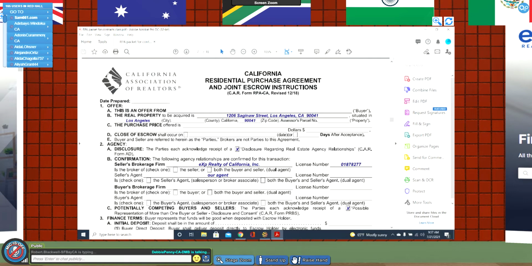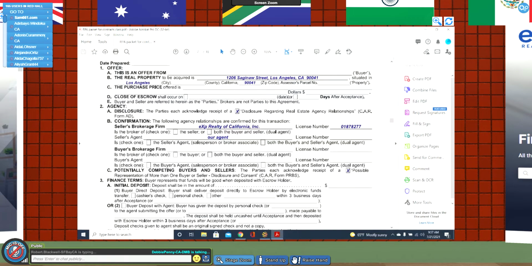Okay, now, Section 2. Section 2A is saying that the parties are acknowledging that they have received a copy of the AD.